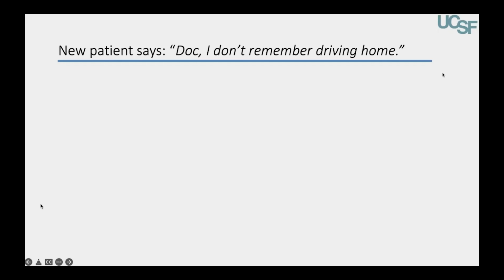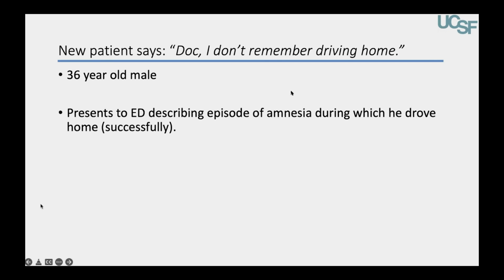So I wanted to give an example case, and this is actually a patient that I saw back in residency. I saw this person in the ER, and they said to me, "So doc, I don't remember driving home." And I was like, "Oh, that's the symptom?" That's it. But it's a really big problem, and then he elaborated a little bit. So what happened is, I can go through this a little bit more.